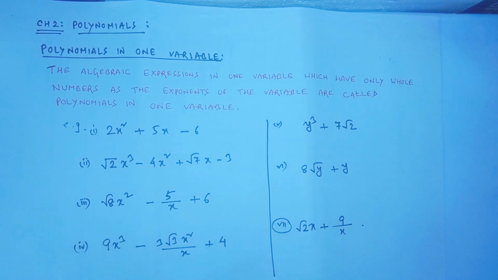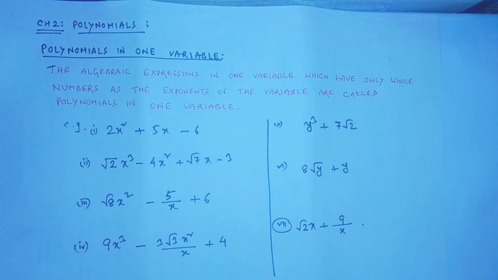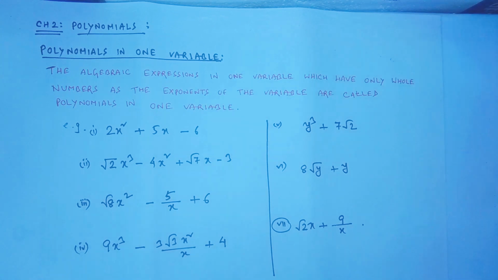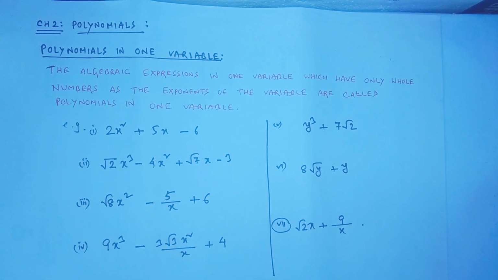That means all algebraic expressions cannot be polynomials. They need to satisfy a certain condition to become a polynomial. Let us see these examples one by one. Here you will understand how these algebraic expressions are polynomials. Some of them are polynomials and some of them are not.